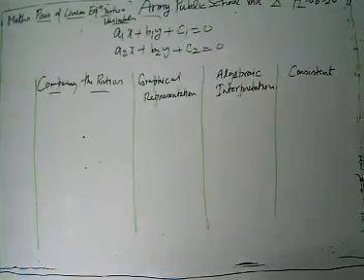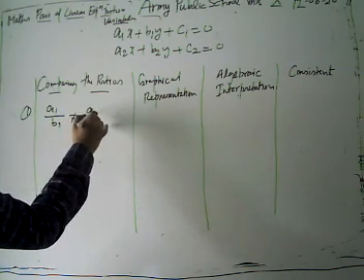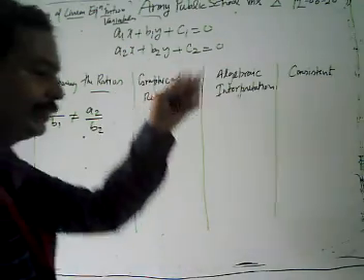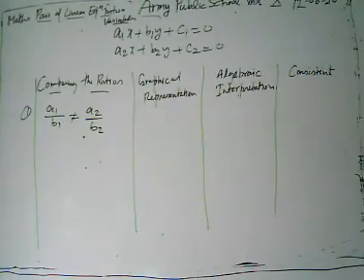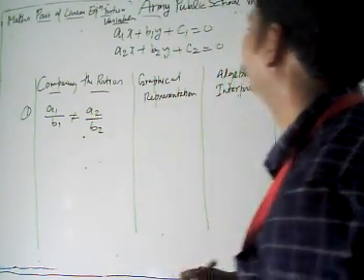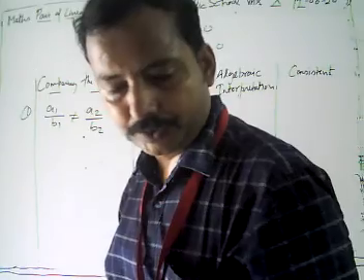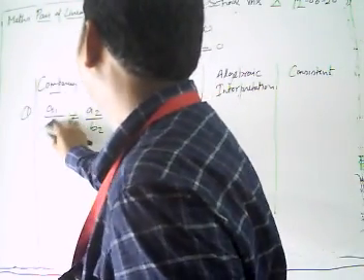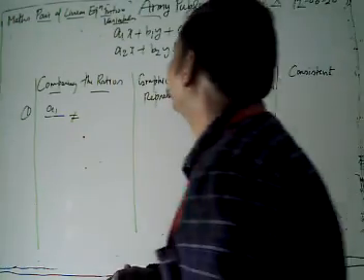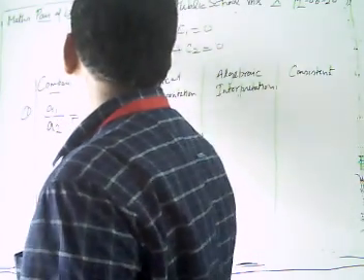What is our first condition? When we have a1 by b1 not equal to a2 by b2. When we compare the ratios of the coefficient of x to the coefficient of y, I will write it down here. We take the ratios of a1x plus b1y plus c1 and a2x plus b2y plus c2. Then we have a1 by a2 not equal to b1 by b2.